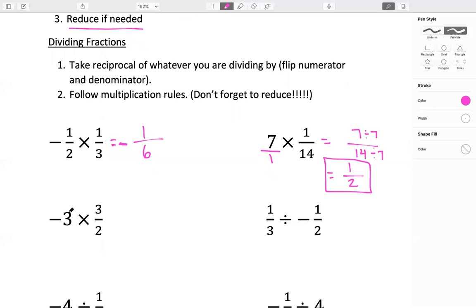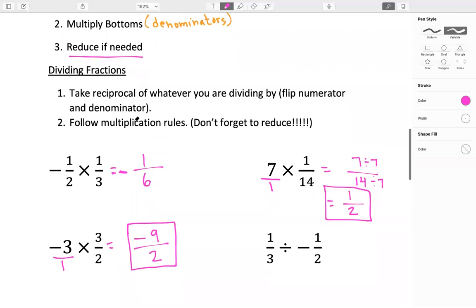Negative 3 times 3 halves, similar process as the last problem. Let's just write a denominator down there. Multiply the tops, negative 3 times 3 equals negative 9. 1 times 2 is 2. And really we just have negative 9 halves as our answer. We could write this as a mixed number, but in this class, I actually don't care. An improper fraction is just fine. That is a fine way to write your answer.